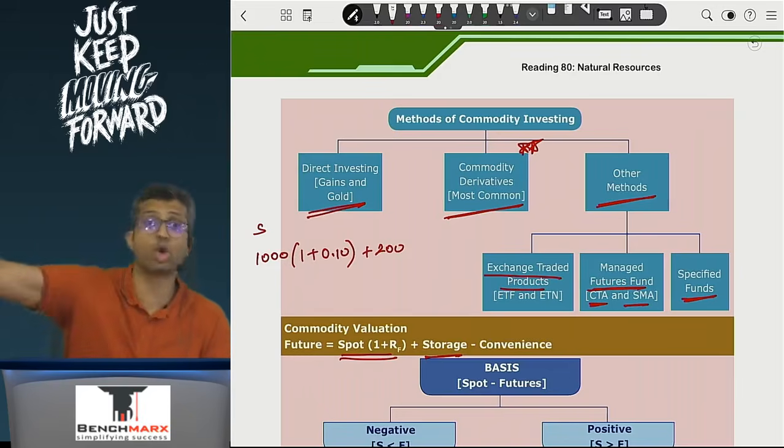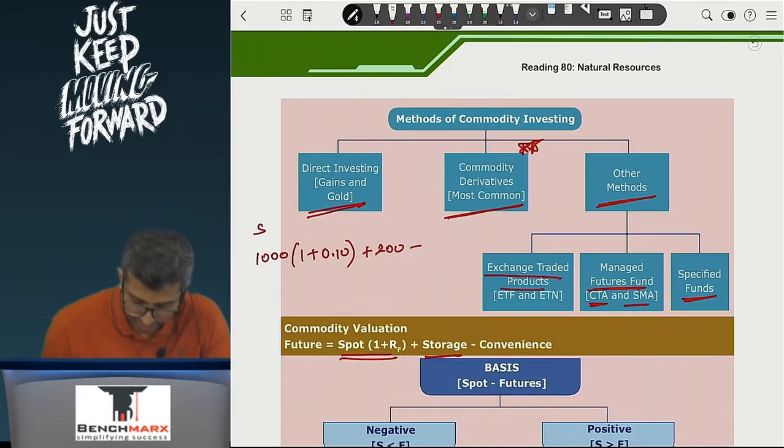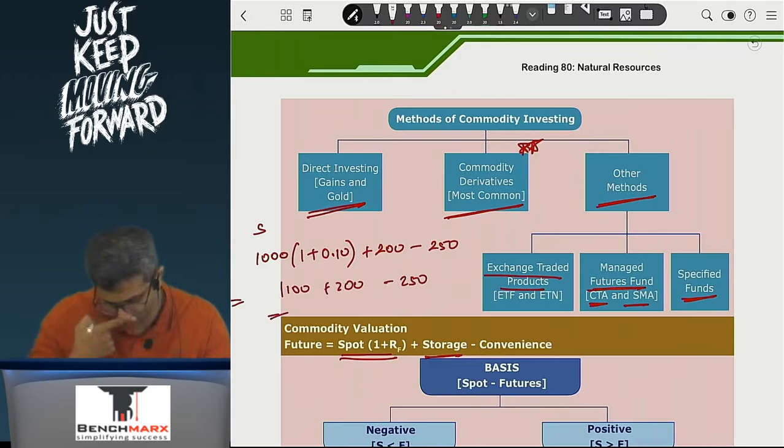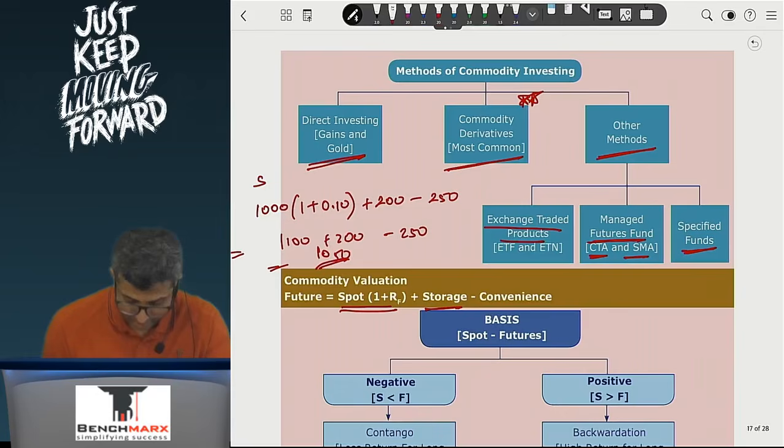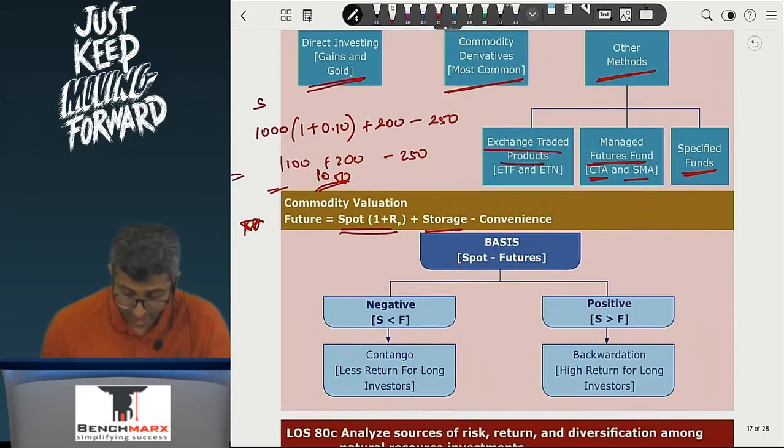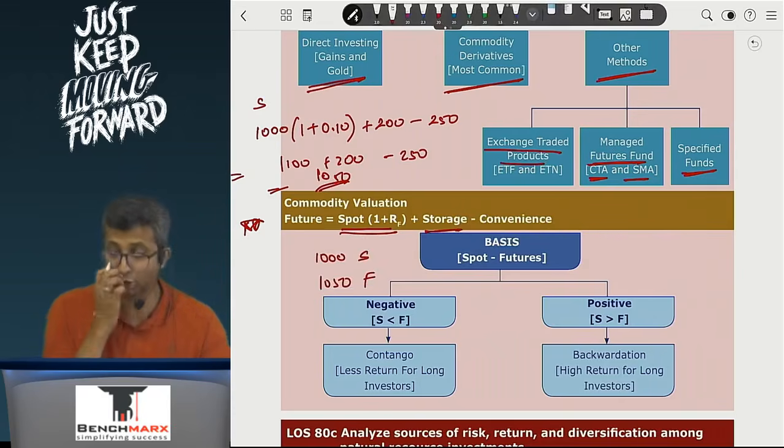A future buyer will not earn it, and hence maybe if there's a convenience yield, I will maybe subtract it. So over here your futures price will be 1100 plus 200 minus 250, which will possibly come to 1050. Over here this is your commodity futures valuation. Now your spot price is 1000, your futures price is 1050. This situation where futures is greater than spot is called contango.